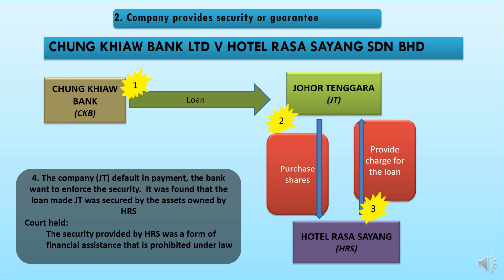However, the company Johor Tenggara defaulted in payment. So the bank wanted to enforce security. It was found that the loan made by Johor Tenggara was secured by an asset owned by Hotel Rasa Sayang. So the court held that the security provided by Hotel Rasa Sayang was a form of financial assistance, and that is prohibited by law. So this is how financial assistance happened.